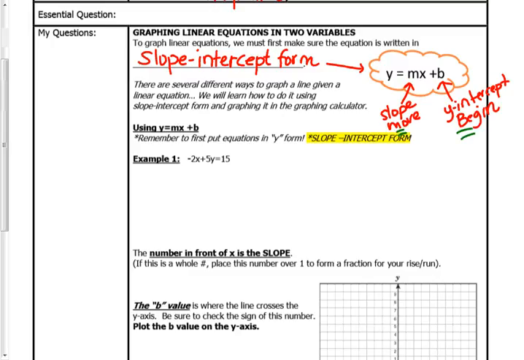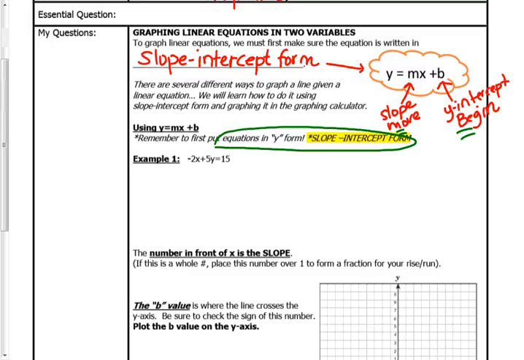Okay, so there are several different ways to graph a line. Okay, we're going to learn how to do it in slope-intercept form by hand, and then at the end of this lesson, there's some steps and some tricks on how to also do this on the graphing calculator. But if you don't have a graphing calculator at home, you're going to need to know how to do this by hand anyway, right? So using y equals mx plus b, remember to first put the equations in y form, meaning slope-intercept form. They have to be in this form first before you can graph.